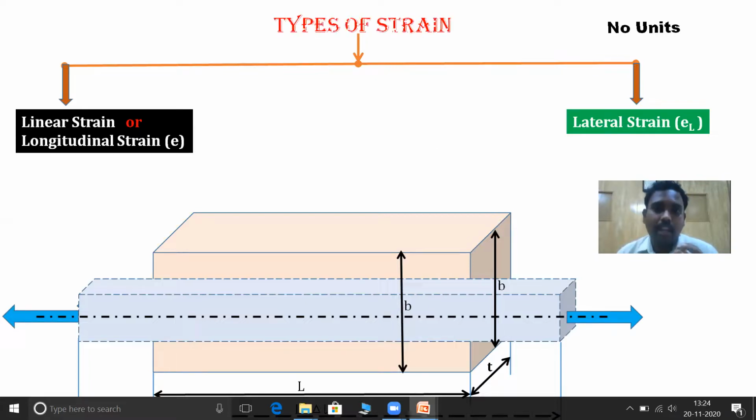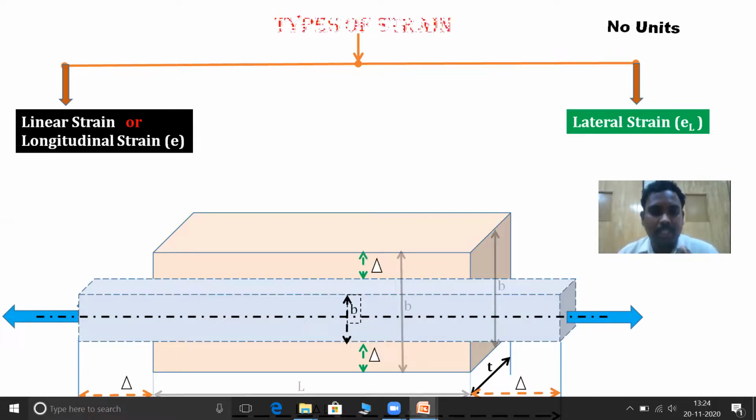If I clearly observe, there is a change in length that is represented in terms of an orange color delta. In the same way, there is a change in breadth also that is represented in terms of a green color arrow mark with delta. In the same way, students, there will be certain changes in thickness also. Here it is not represented, but there will be certain changes in thickness also. Whenever you apply a load, there will be certain changes in all the dimensions. Okay, so let's move on to the types of strain.